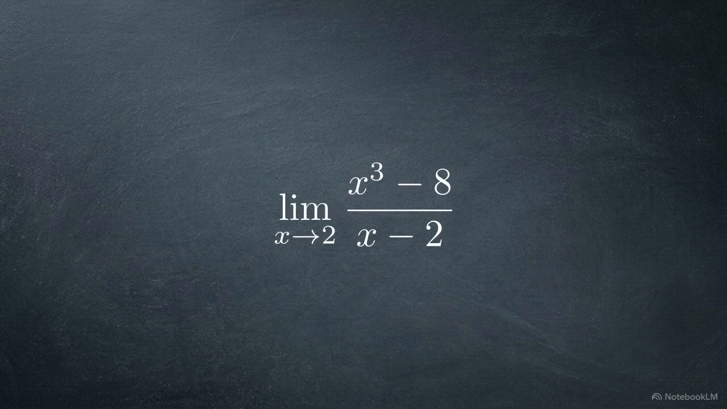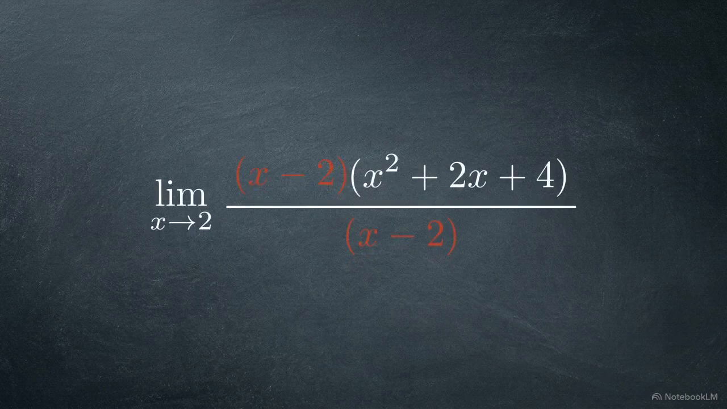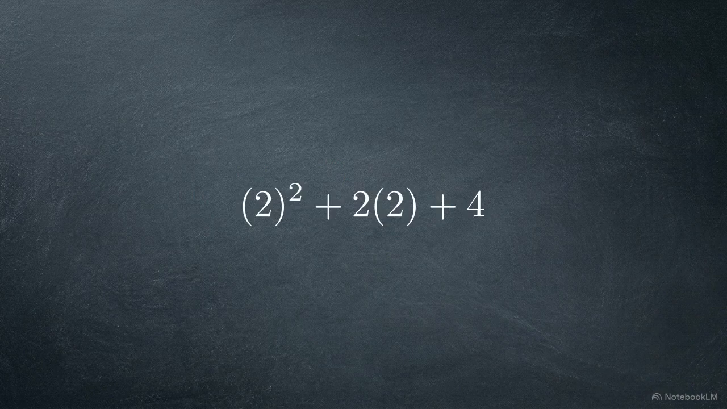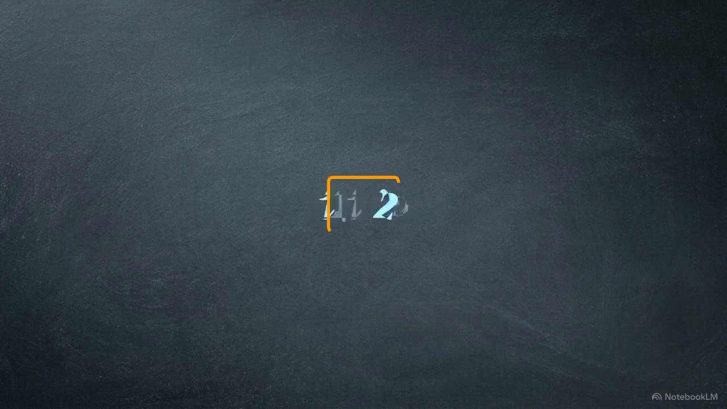We start by expanding the numerator. Using the difference of cubes formula, x cubed minus 8 becomes x minus 2 times x squared plus 2x plus 4. We cancel the common x minus 2 terms from the top and bottom. Now that the denominator is no longer 0, we substitute our target value of 2 back into the remaining expression to find the true limit, 12.